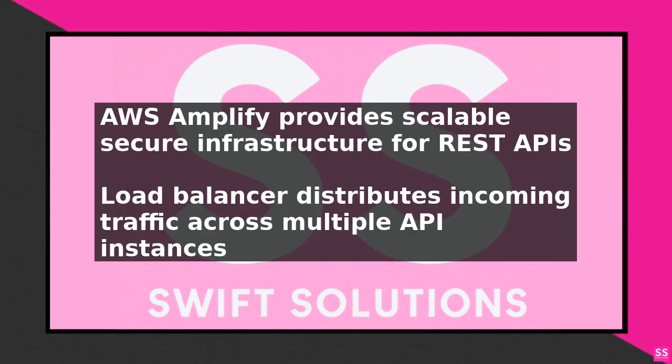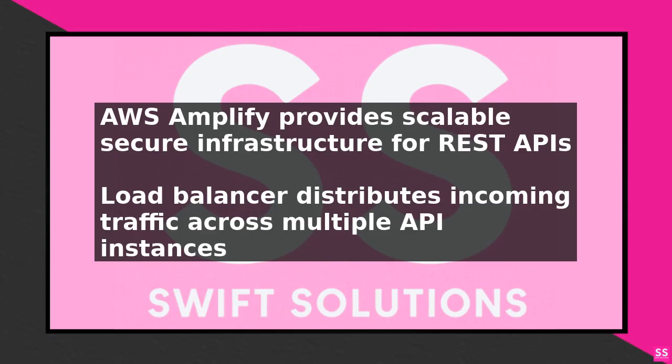Another key benefit of using AWS Amplify is that it provides a set of security features that help protect your API from unauthorized access. You can use AWS Amplify to configure authentication and authorization for your API, ensuring that only authorized users can access your API.